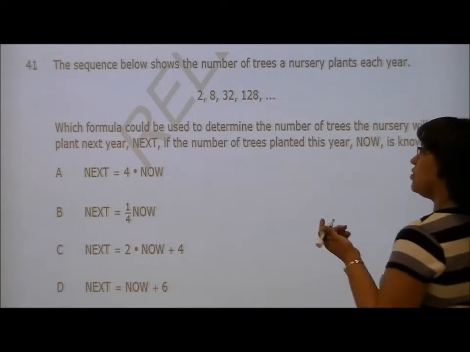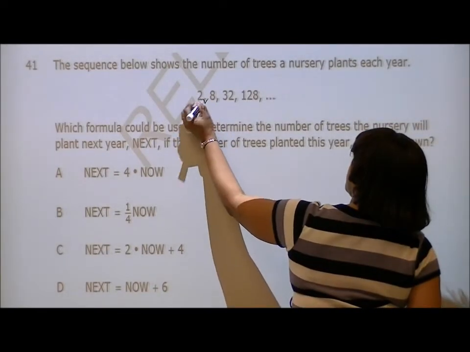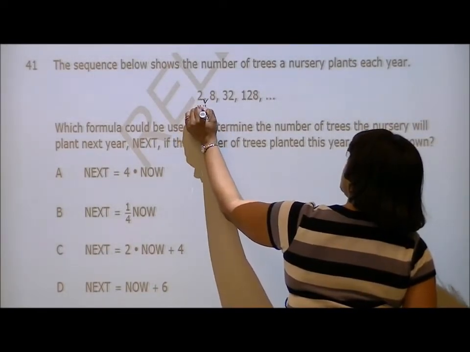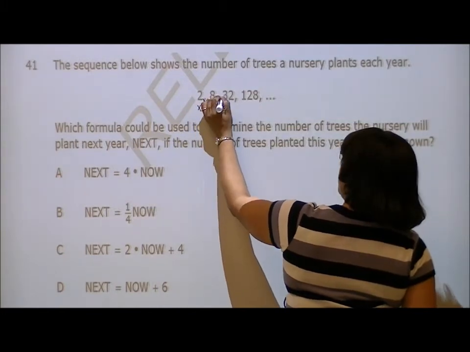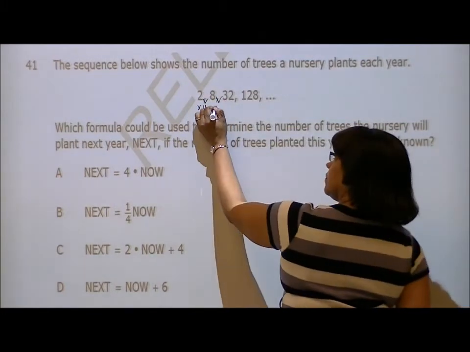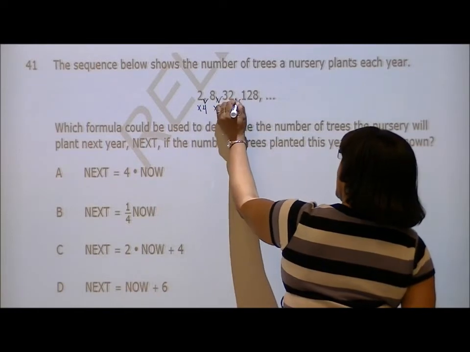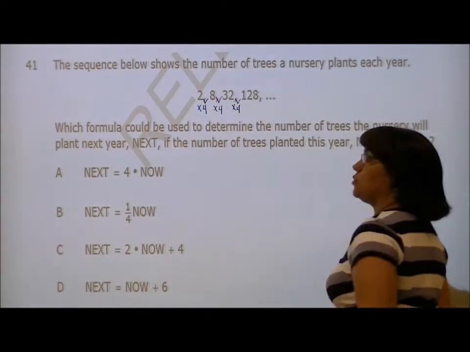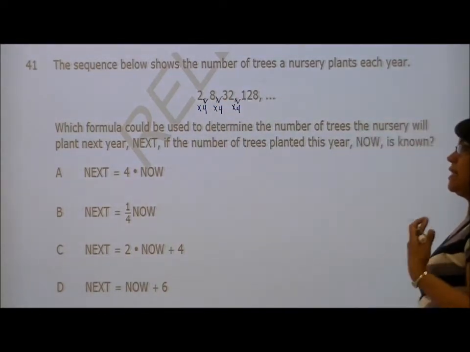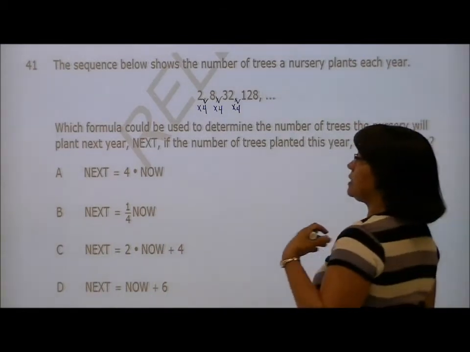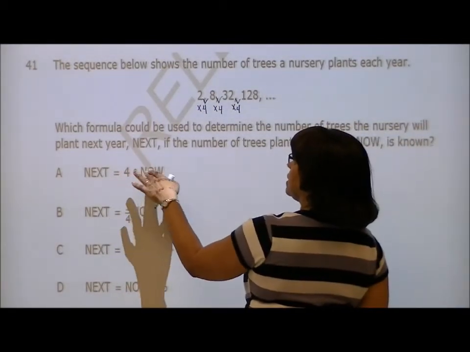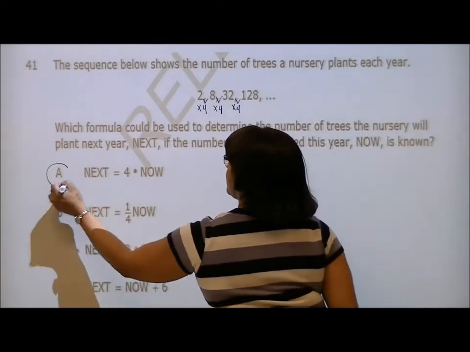So what you would do is try to figure out how they got from 2 to 8. We know 2 times 4 is 8. I wonder if we can do that and get from 8 to 32. That works. And then if we do 32 times 4, we get to 128. With next and now, that means we're going to have 4 times now. So that's going to be A.